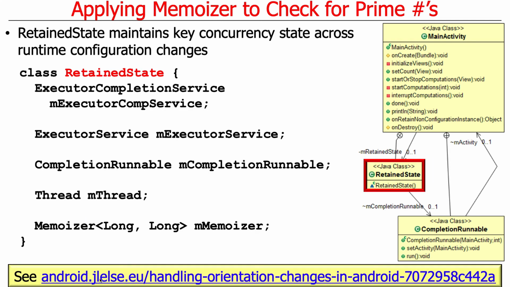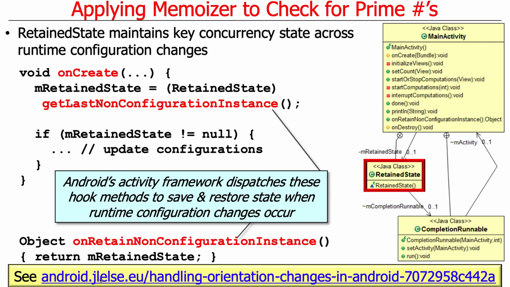Here's just a little Androidism. We're going to want all these computations to keep running even if you rotate the phone. And to do that, we stick everything into this retained state class. So we have the executor completion service, the executor service, the CompletionRunnable, the thread, and the Memoizer all stashed away in state that's retained. That way, when you rotate the phone, all that state remains active. It never gets destroyed. Only the visualization changes, but the actual computations continue to run in the background. So that's an Androidism, but it's a cool thing to know about if you're programming applications that have to run on Android and want to keep computations running in the background while you rotate the phone.